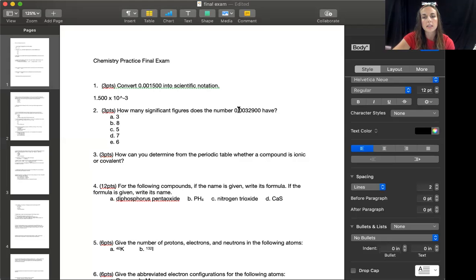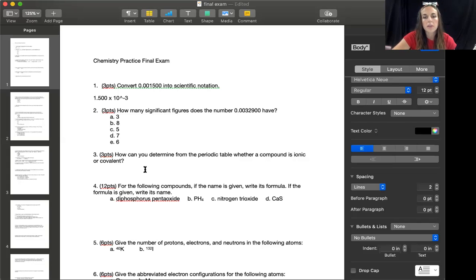Because again, these zeros don't count because we haven't had an actual number yet. Once we get to the 3, that's our first significant figure. And then, of course, the 2 and the 9 will be significant. And these 2 zeros are also significant because they're after a decimal and they're after digits. Okay, so C, 5. All right, the next one.